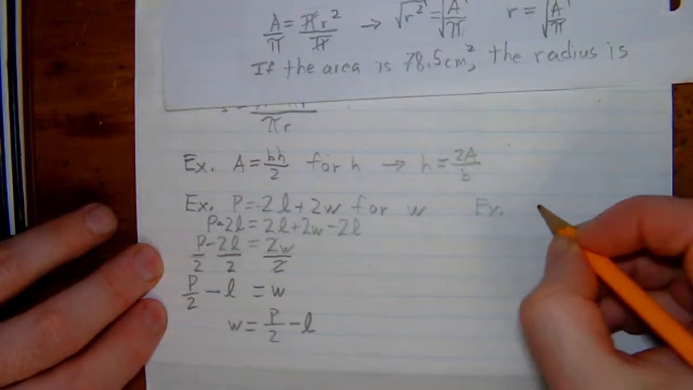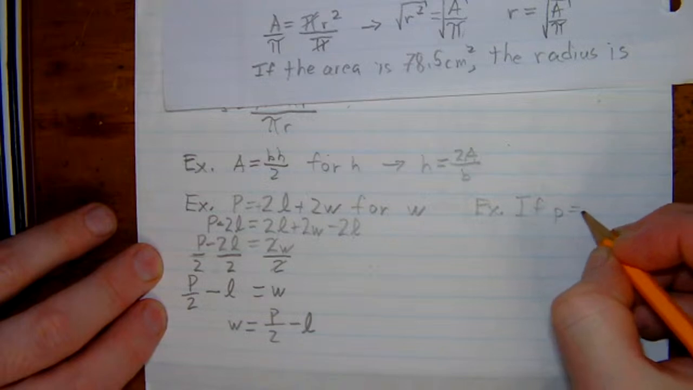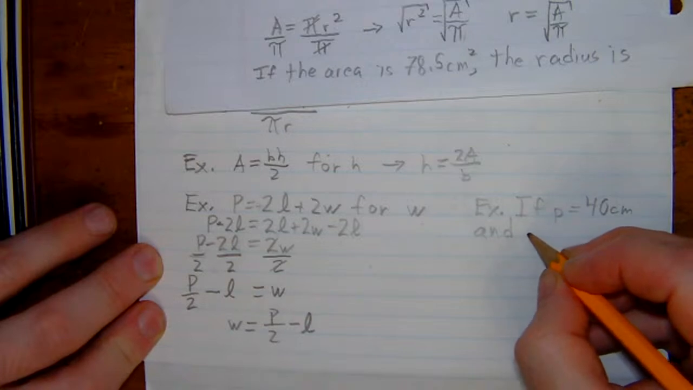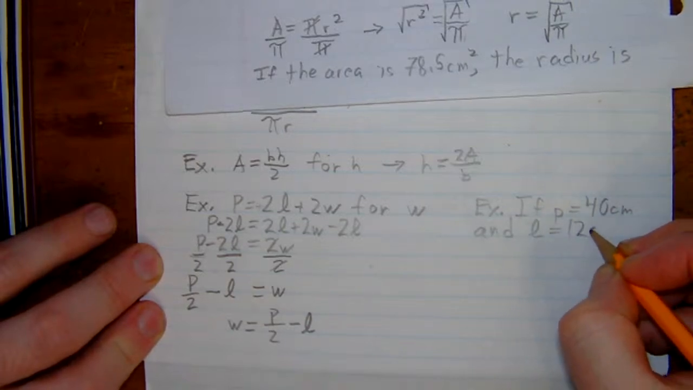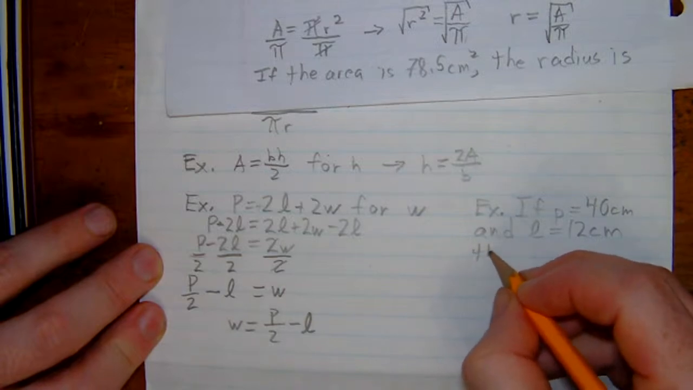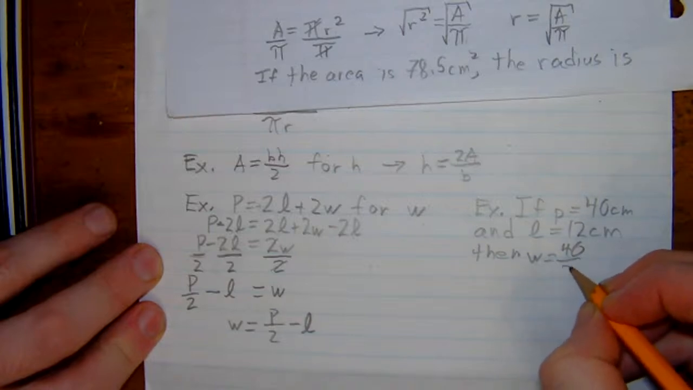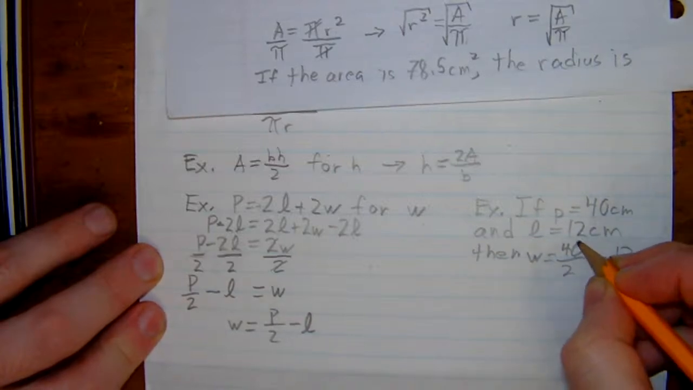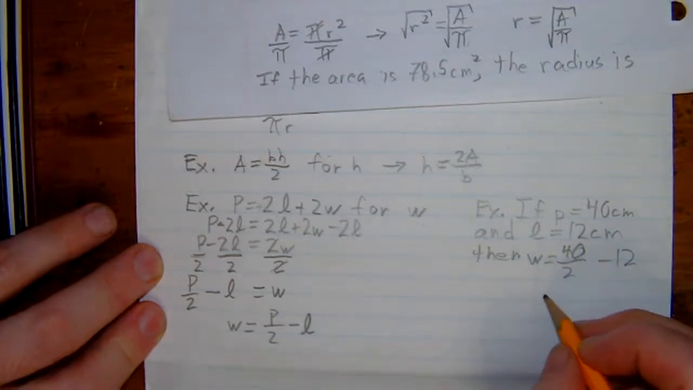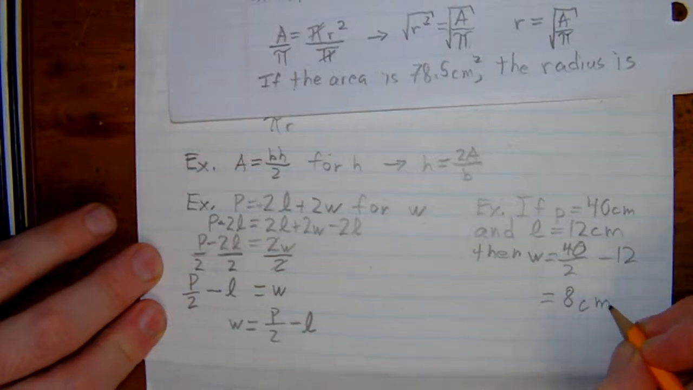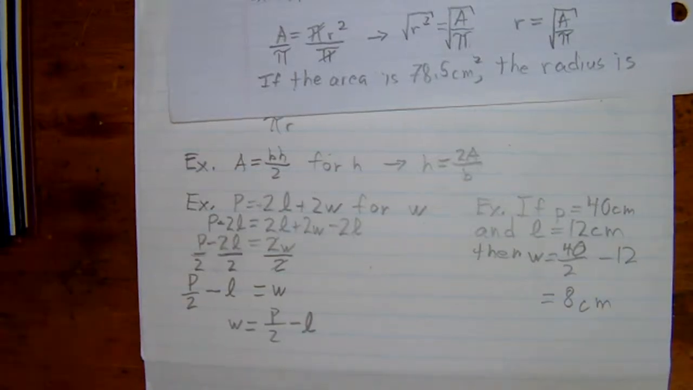So example, if perimeter is 40 centimeters and length is 12 centimeters, then the width equals 40 over 2 minus 12, according to our formula. 40 over 2 is 20. 20 minus 12 is 8. So if our length is 12 centimeters and our perimeter is 40 centimeters, then our width will be 8 centimeters.